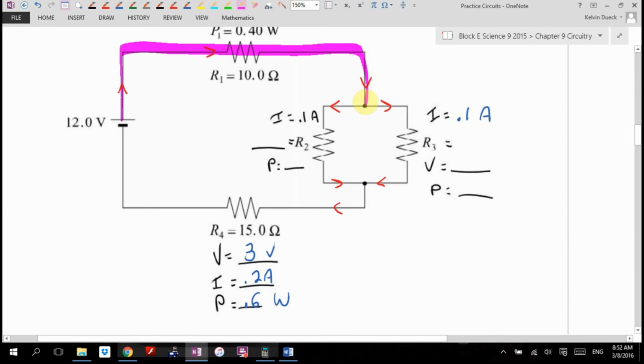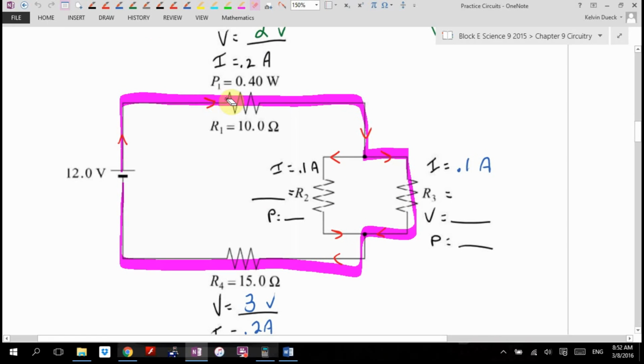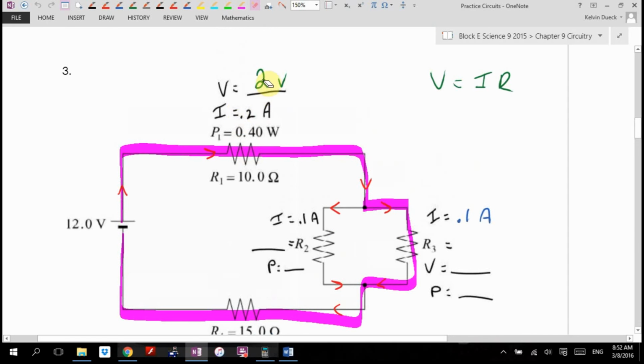Which way do you want me to go? Left or right? Doesn't matter. This way? Does that get me to the bottom? Yeah. How many volts must I have lost? I must have lost 12 volts. So you ready? How many volts? 12. How many do I lose going through here? 2. Leaving how many? 12. Okay, good. By the way, for yuckier numbers, use a calculator, but I think this one we can do in our head. So 10 volts left.